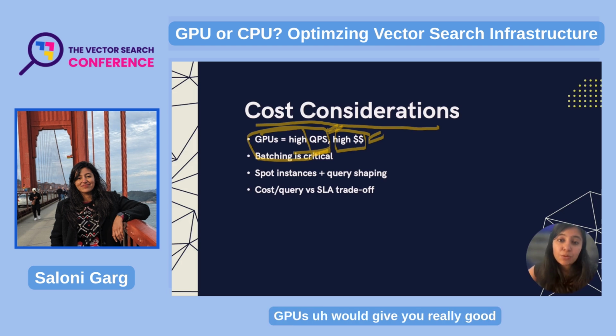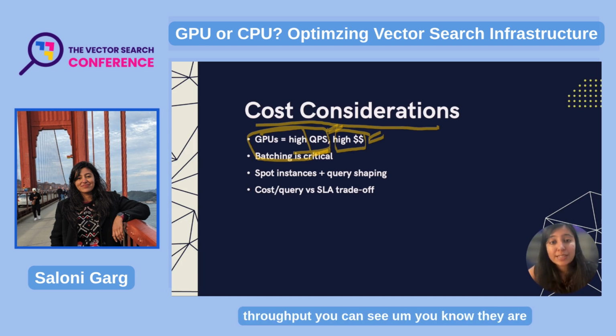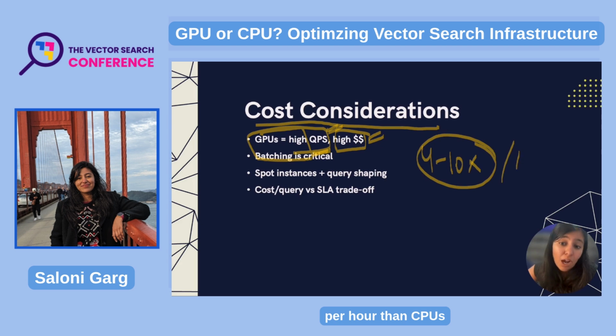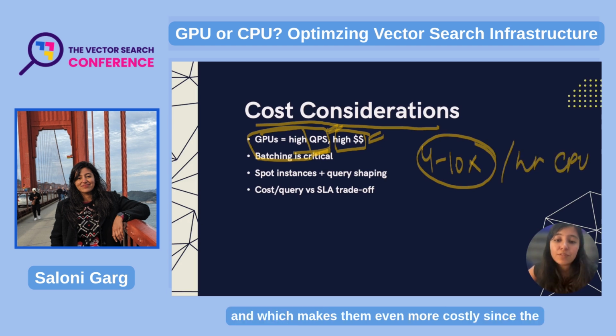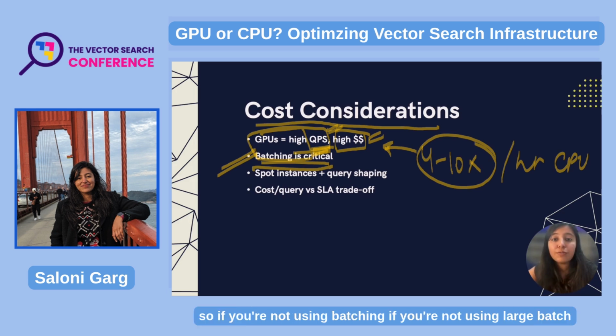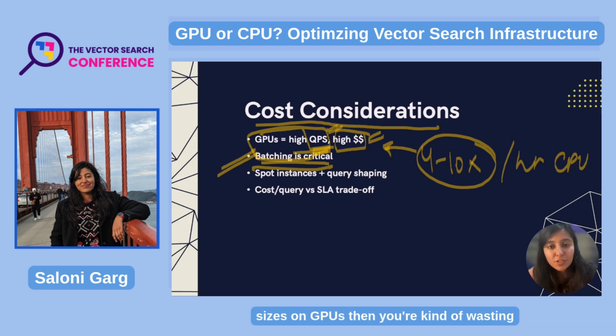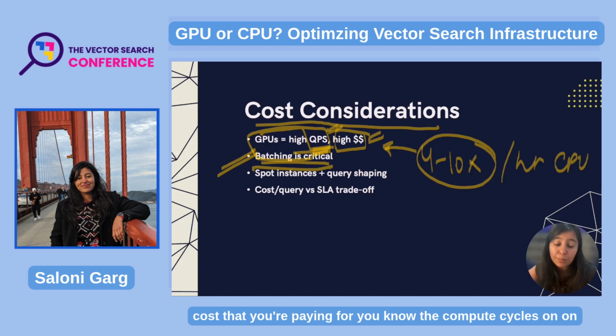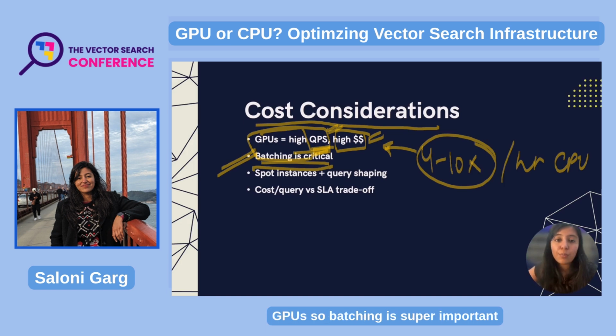Then GPUs would give you really good throughput. You can see they are 4 to 10 times more expensive per hour than CPUs, which makes them even more costly since the QPS is high as well. So that reminds me of batching. Batching is super important in the case of GPUs. If you're not using large batch sizes on GPUs, then you're kind of wasting the cost that you're paying for the compute cycles on GPUs. So batching is super important to make your GPU an economically better suited choice.